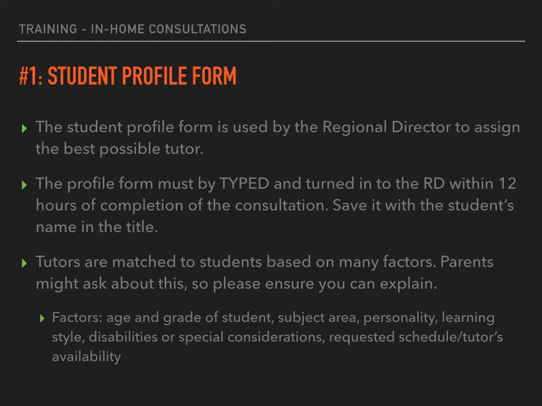Tutors are matched to students based on many factors. Parents might ask about this, so please be sure that you can explain. Factors for assigning tutors include the age and grade of the student and the subject area. We want to be sure we are assigning the tutor that is the best fit academically and has the best knowledge for the subjects. The student's personality and learning style are also considered when making matches between tutor and student.